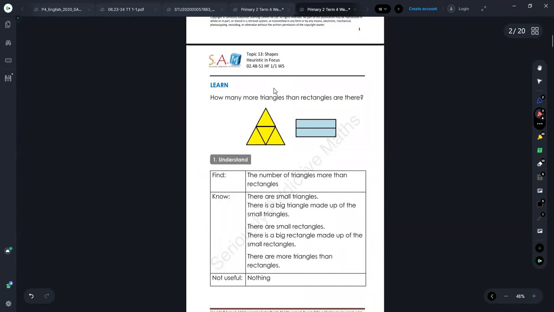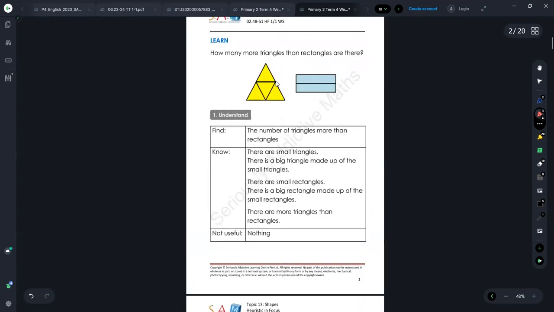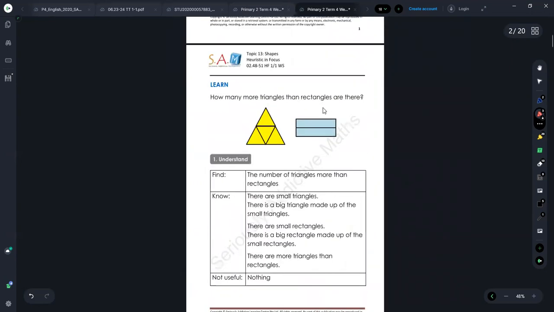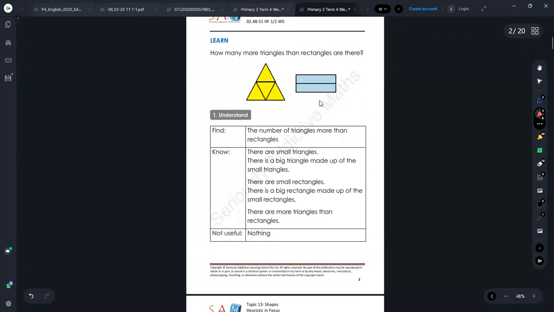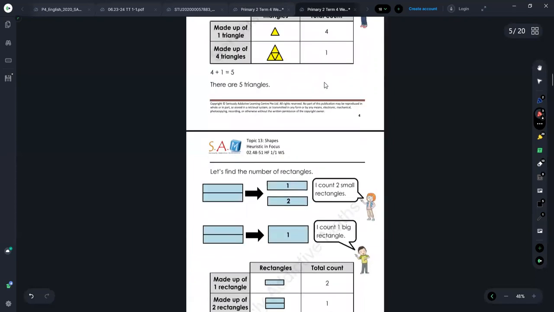How many triangles and rectangles are there? How many different sizes of triangle do you see there? Here you can see only 2 types: either the small triangle or the big triangle. What about the different sizes of rectangle? There are 2 also: the big rectangle and the 2 small rectangles. After that they have to fill in the table here.